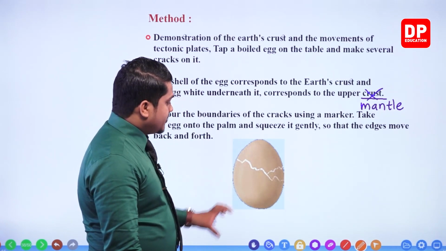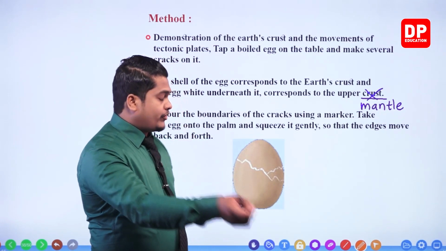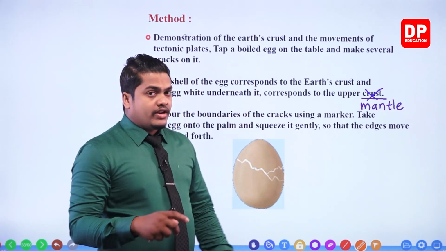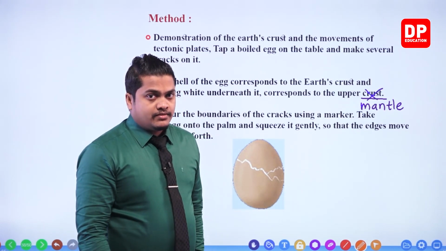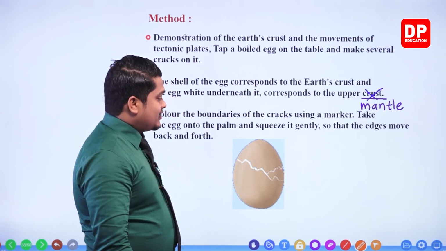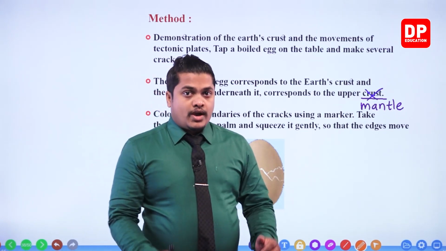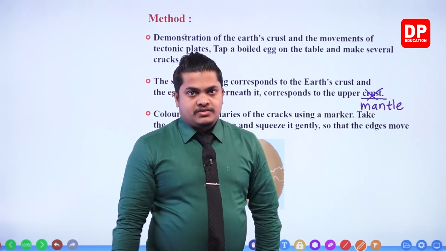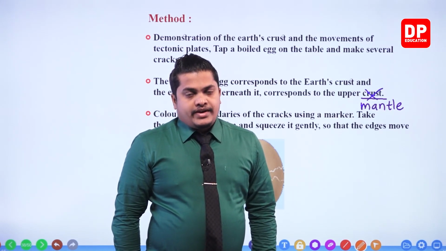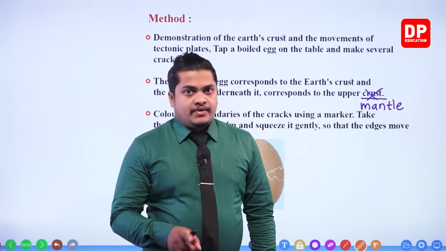You have to take the egg. If you want, you can color the margins, or else just by squeezing it, you can observe the movements, right? So our main idea is to observe the movements which are going to happen within the borders and identify the three types of movements, my dear children. Right, so I hope that you got the idea, my dear children.